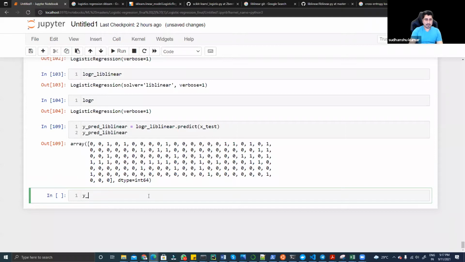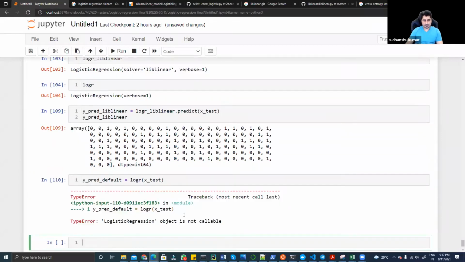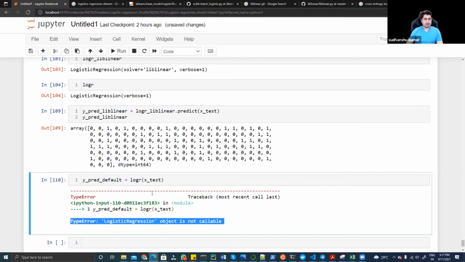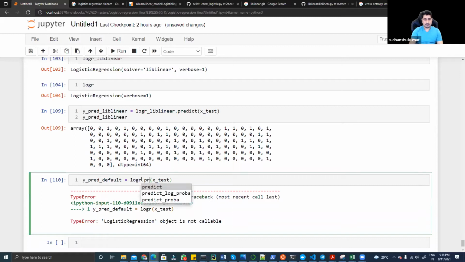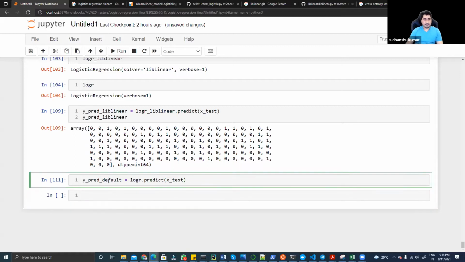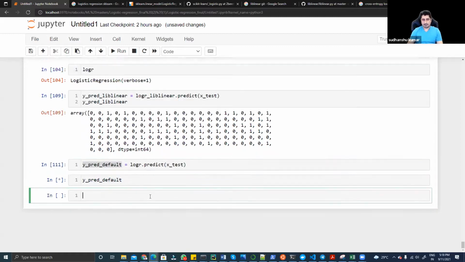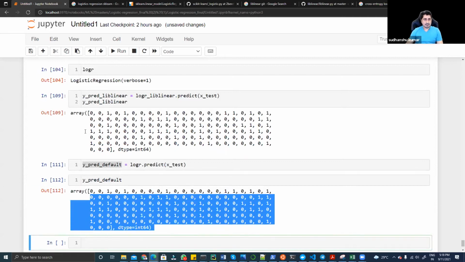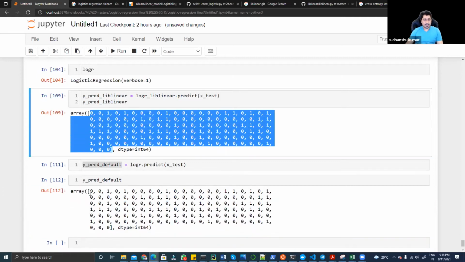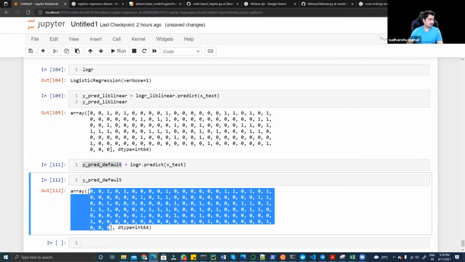Now y prediction from the default one is going to be what? So this is my equation, and then I can try to pass X test. Logistic regression object is not callable, why? Okay, dot predict, right? Okay, so from default, this is something that we are able to get. So this is a result from liblinear, and this is the result from the LBFGS, right?